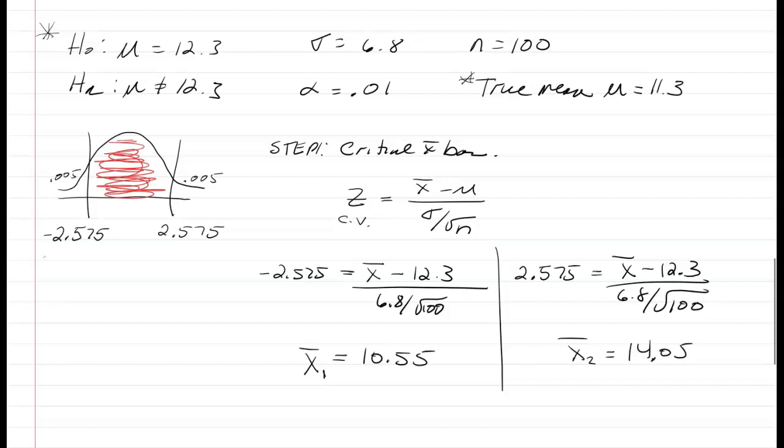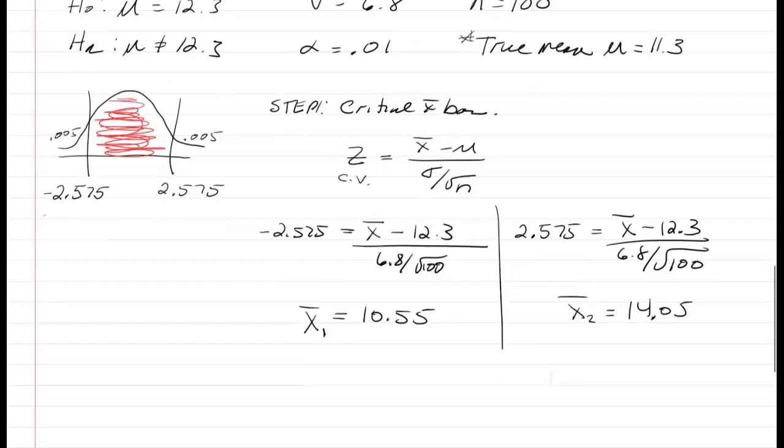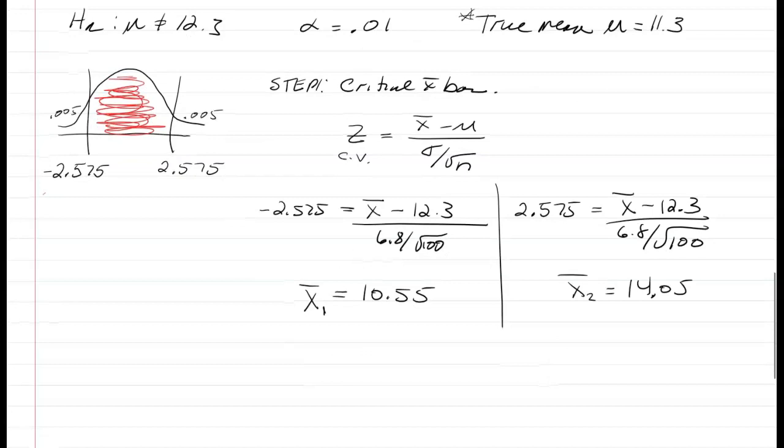Okay, so of course, like I said, I'll leave the math for you. Obviously, do the denominator first, figure out 6.8 divided by square root of 100, which is just 10. 6.8 divided by 10, that's pretty easy to figure out. And then multiply it by the negative 2.575 and then add, in this case, and figure out those two x bar values.